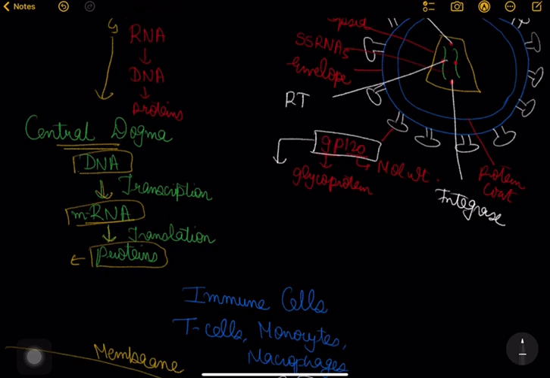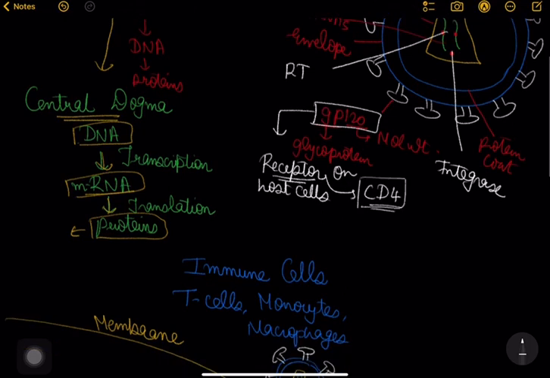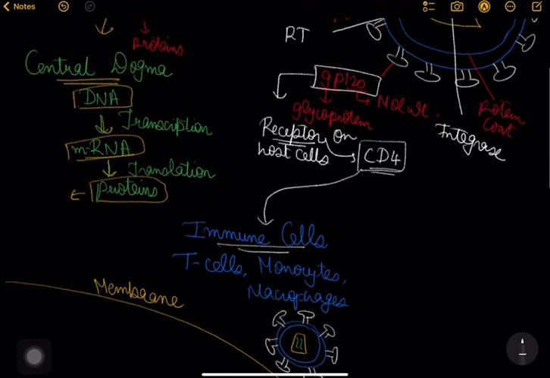How come? Well, this GP120 is going to recognize receptor on the surface of host cells, right? Now, which receptor it's going to recognize? It is going to recognize CD4 receptor. Right? Now, is the CD4 present on all cells? No, it's present on certain immune cells. Right? There are many immune cells in our body, but CD4 receptors are present on T cells, monocytes, and macrophages.